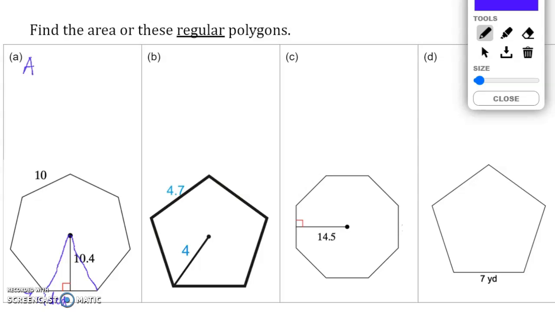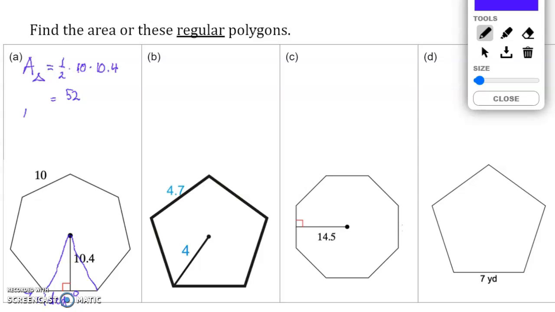So area of the triangle is going to be, well, what's the base? Base is the same as the side length. So the base is 10 units here. Half times base times height. So it's going to be half times base, which is 10, times 10.4. Okay, so that's going to be 52 if I use the calculator. So I figured out the area of one triangle being 52 units square.